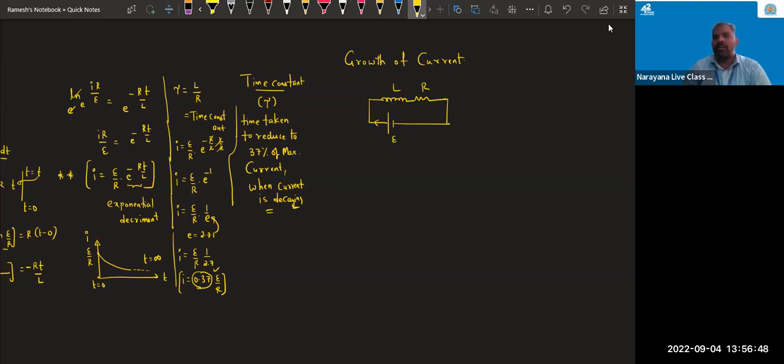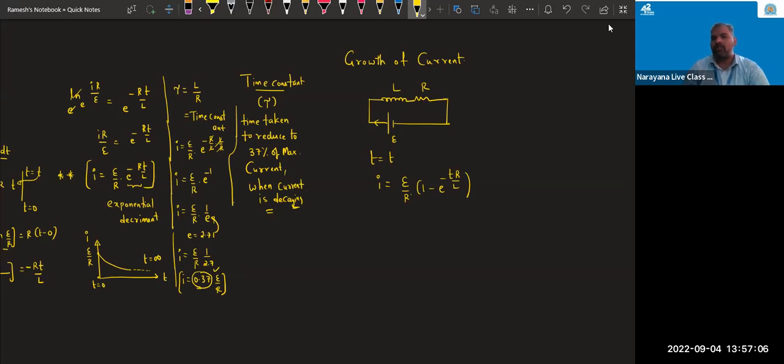At any time t seconds, what is the current in the circuit? I is equal to E by R into 1 minus e power minus tR by L. That is the current after t seconds.